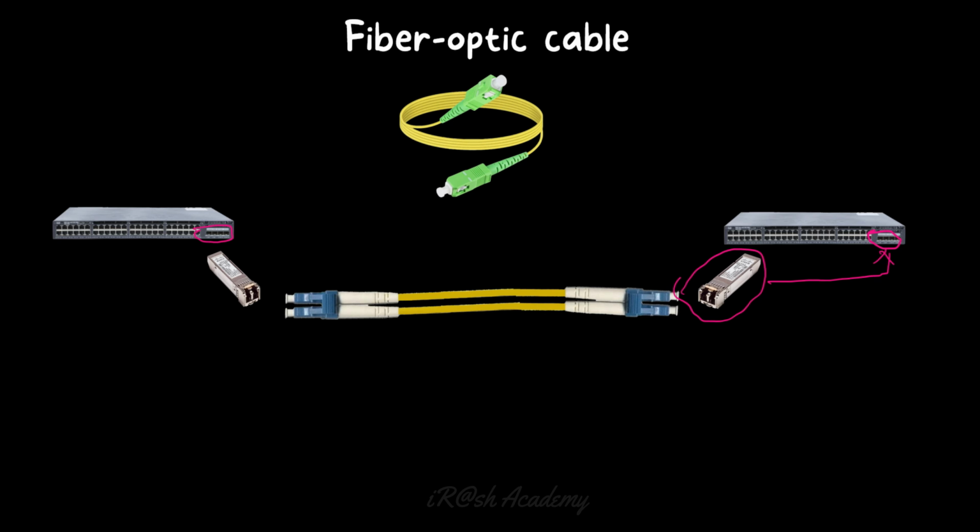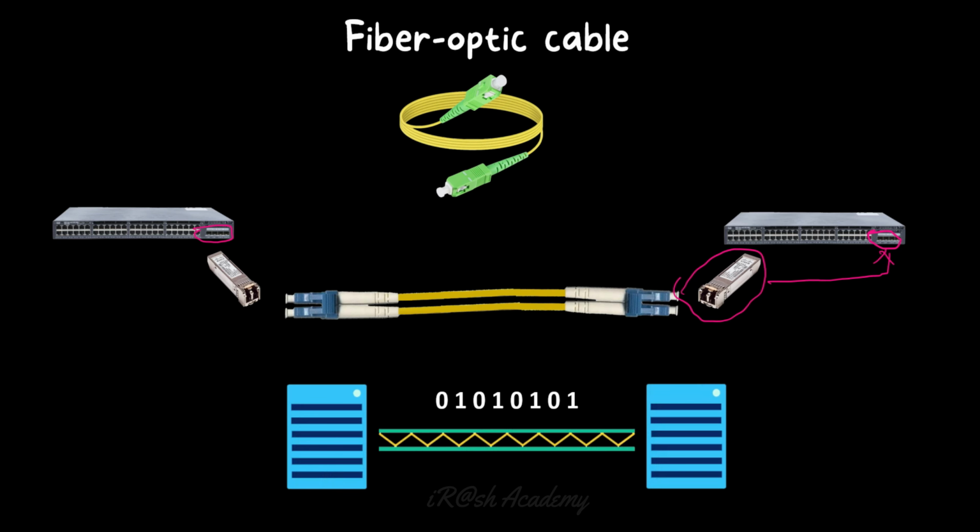Same as in copper cable, the fiber optic cable also converts the light signal into zeros and ones. So at the receiver side, that device can understand what data is coming in the form of light signal because it is converted into zeros and ones.